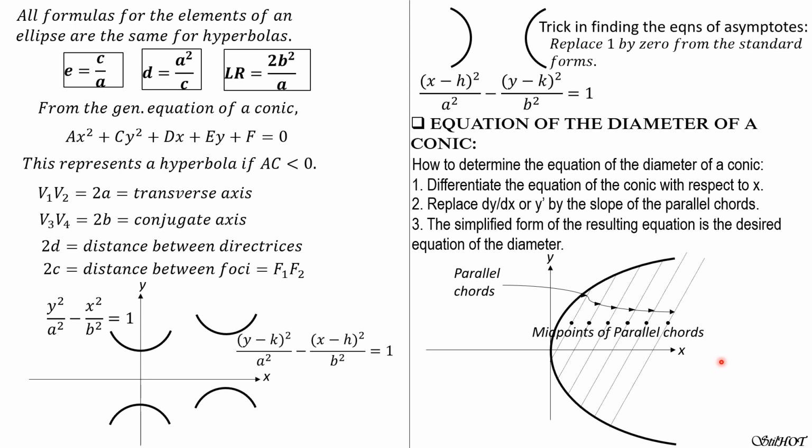Then the line joining the midpoints of the parallel chords is the diameter of the conic. And this diameter of the conic is determined by following this procedure here. So differentiate the equation of the curve or conic with respect to x. Replace dy/dx by the slope of these parallel chords, then simplify the resulting equation.